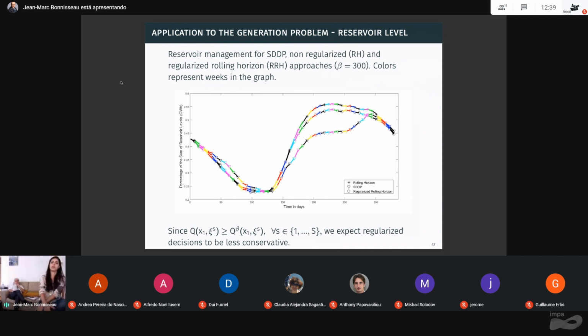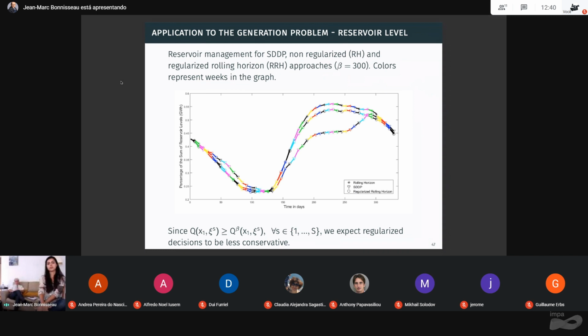So, for example, for the optimization phase, we have this reservoir curve that represents the mean level of the reservoir in all zones for SDGP, rolling horizon, and regularized rolling horizon. Here, colors represent weeks. The behavior of this curve is expected since we start in January, so the level of the reservoir is low and is decreasing because there is no rain. And after, in the summer, we fill the reservoir.